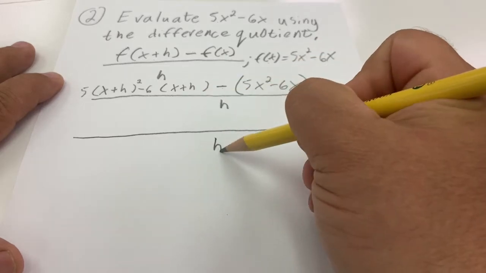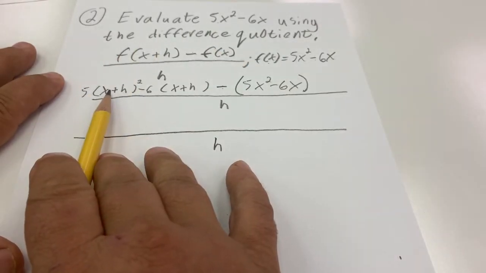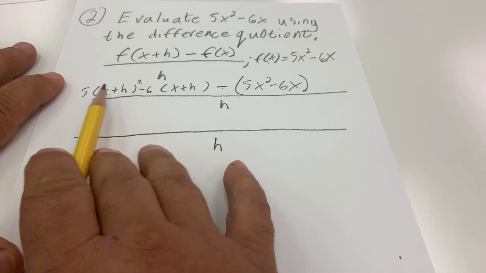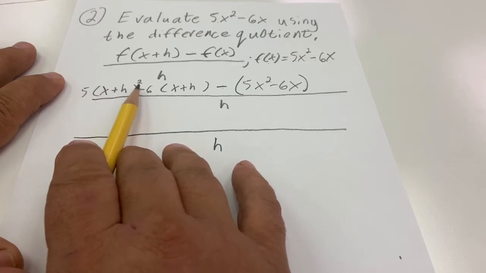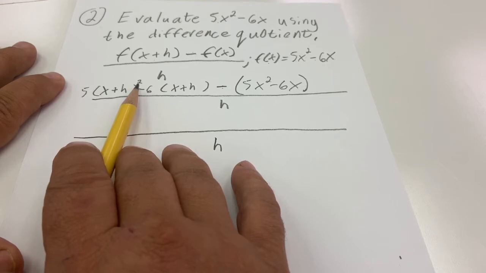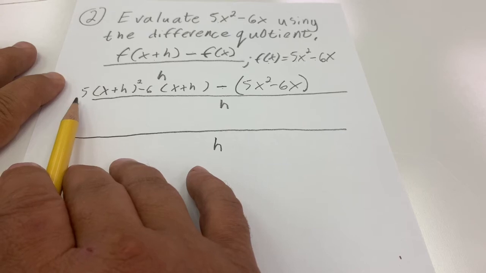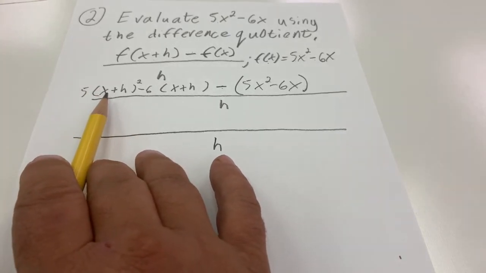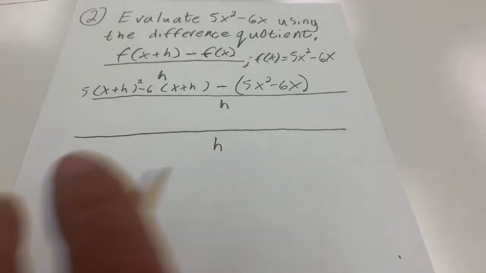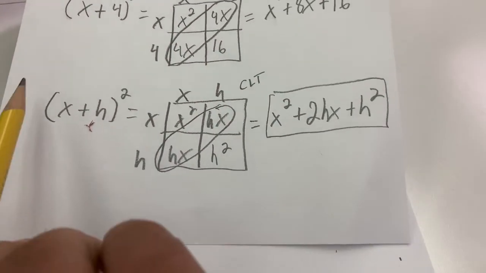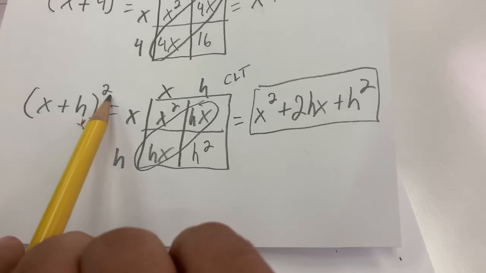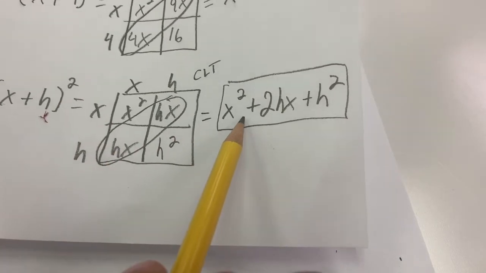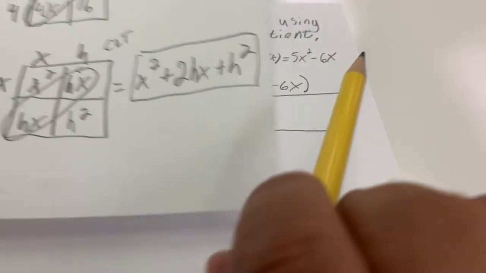Sobre h. I have to FOIL this out first. I can't distribute the 5 before I FOIL out the x plus h squared. Remember PEMDAS: parentheses, exponent, then multiplication or division. So I have to FOIL this out first. Does anybody recall what the quantity x plus h squared is? It's going to equal x squared plus 2hx plus h squared.